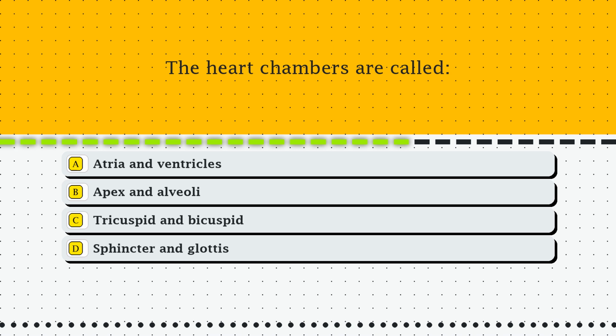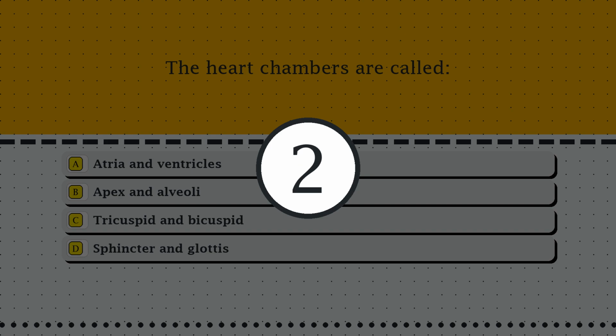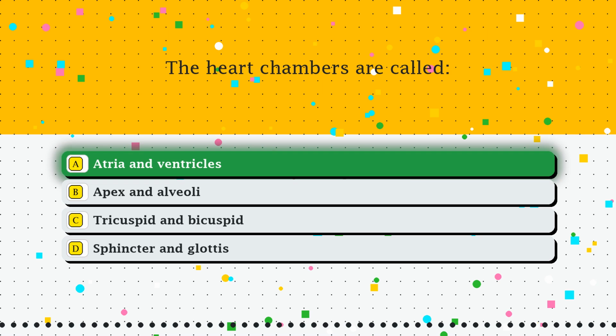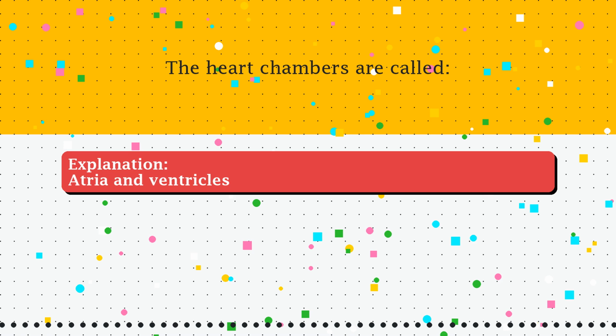Question 9. The heart chambers are called: Option A, atria and ventricles. Option B, apex and alveoli. Option C, tricuspid and bicuspid. Option D, sphincter and glottis. The correct answer is option A, atria and ventricles.